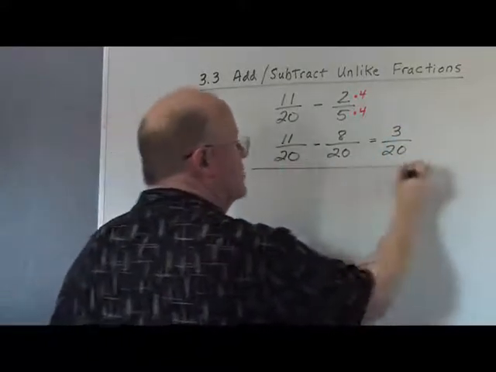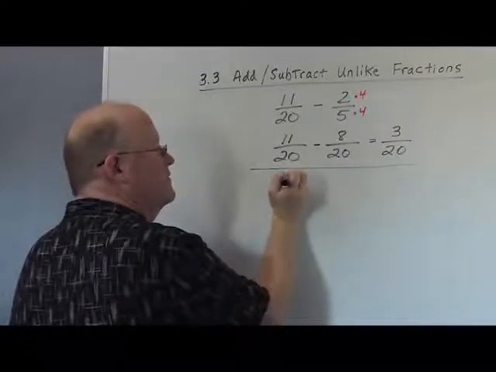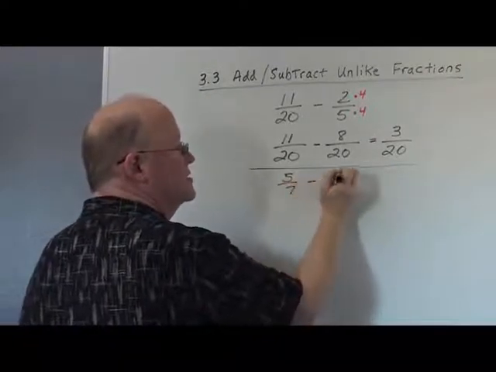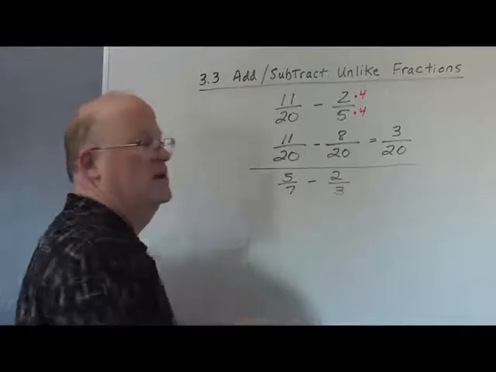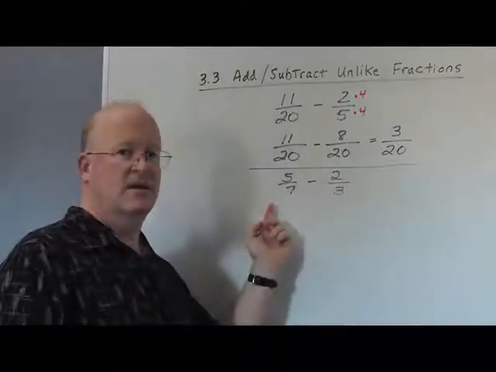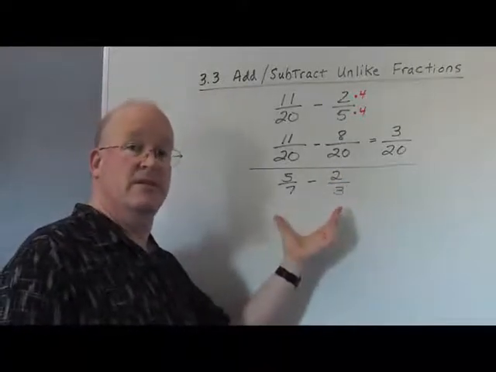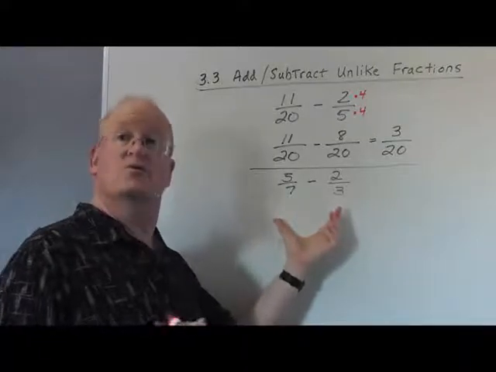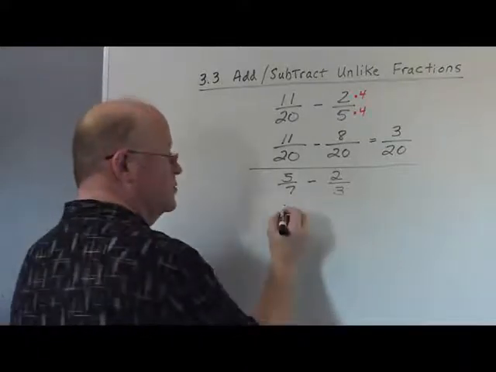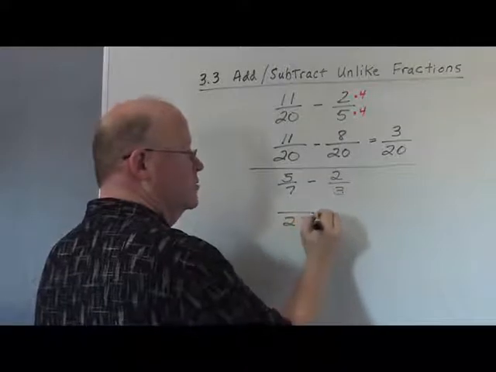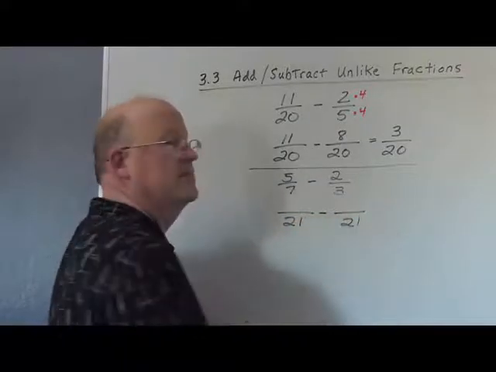One more. Here we go. Let's go with 5/7 minus 2/3. Okay, 3 doesn't go into 7. I need a common denominator that both 7 and 3 both go into, which turns out to be 21. So let's rewrite each of these over 21. Put the subtraction sign between them.